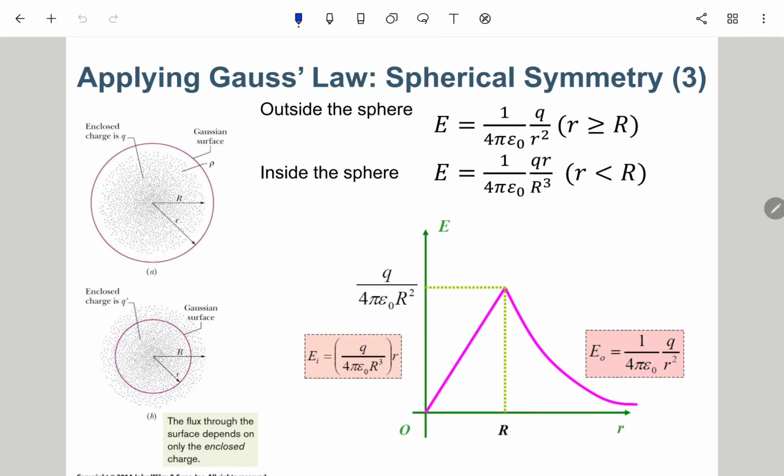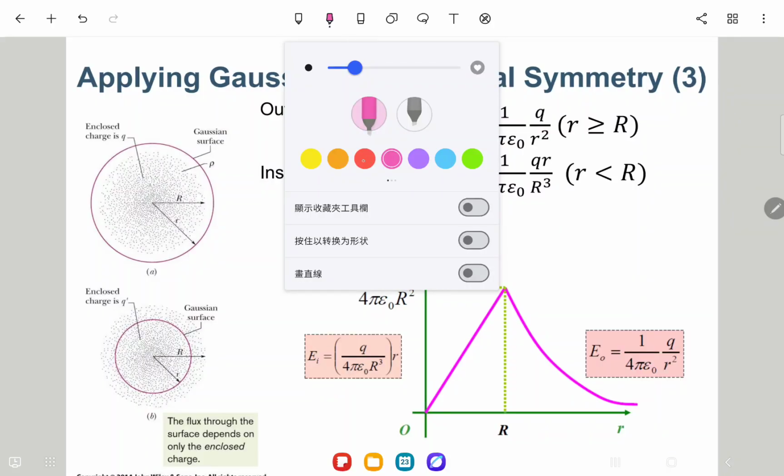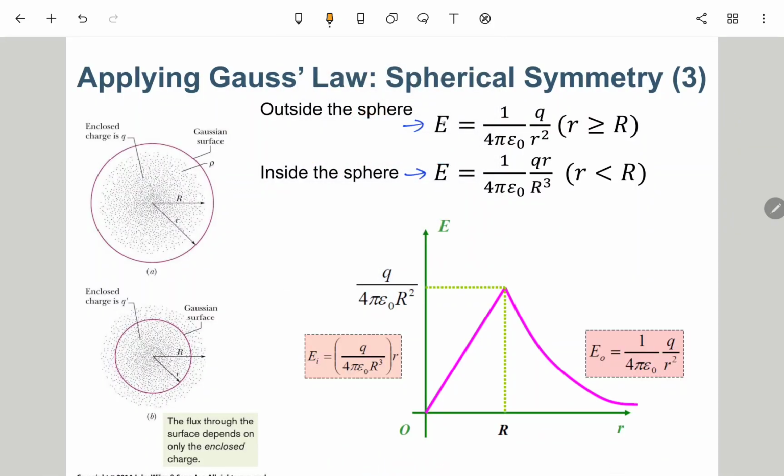Based on those two formulas, outside it is this one, and inside it is this one. So we can try to plot it. The x-axis is the r-axis, and the y-axis is E. We plot E in terms of r. For the top one, r is larger than or equal to capital R. For the bottom formula, r is smaller than capital R. They will meet at this point.